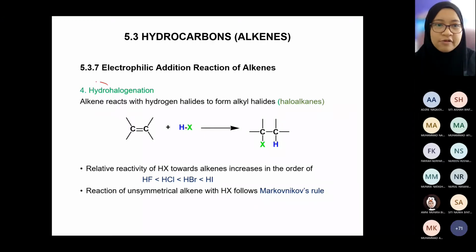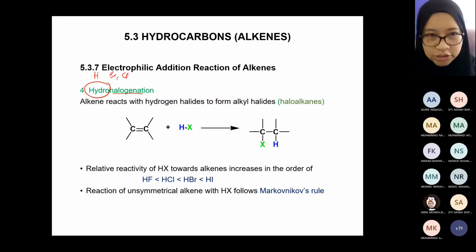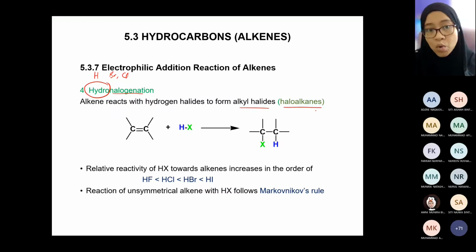Hydrohalogenation, hydro stands for hydrogen lah. Halogenation, halogen stands for a halogen. It's either Br or Cl. Okay, that means we have hydrogen and halogen involved in the reaction. So these two will be added into the molecule. Okay, so alkene reacts with hydrogen halides to form alkyl halide or haloalkanes. Okay, for example, so this is alkene. So this is the hydrohalogen, atau hydrogen halide.